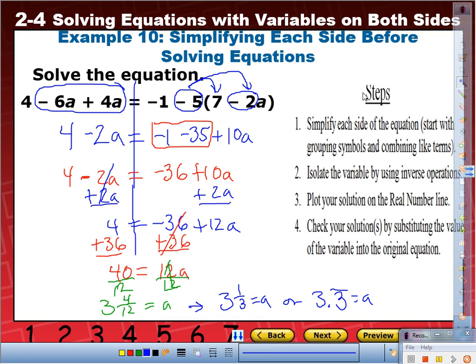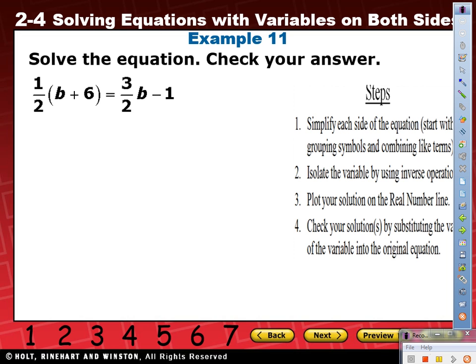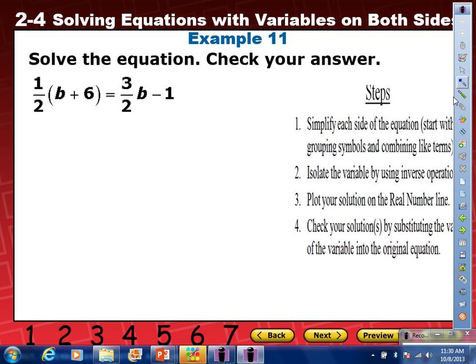Okay, let's continue. Let's go to the next one, number 11. Copy this down, please. Example 11. Solve. It says 1/2 times (b plus 6), close parentheses, equals 3/2 b minus 1. Homework didn't have one just like this because it only had variables on one side. Very similar. Okay. So let's do this one together.